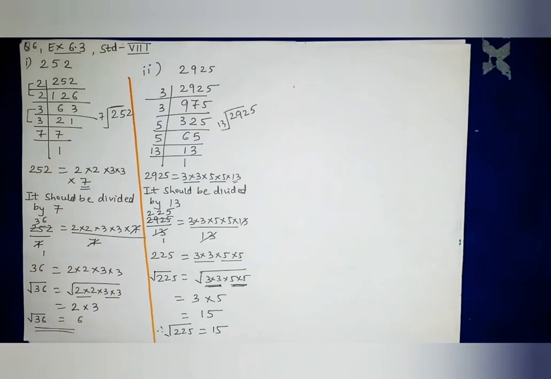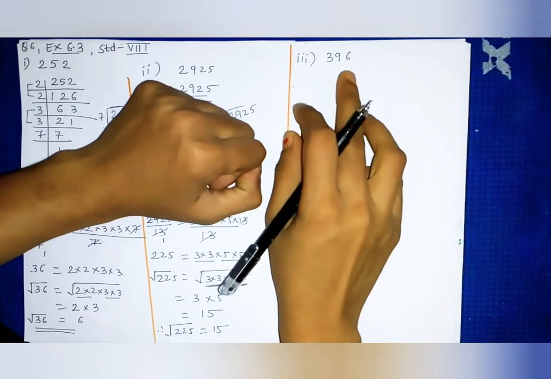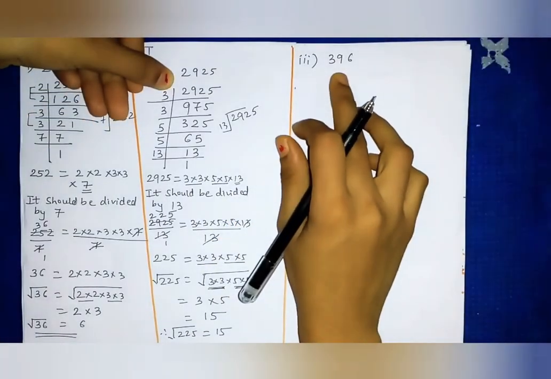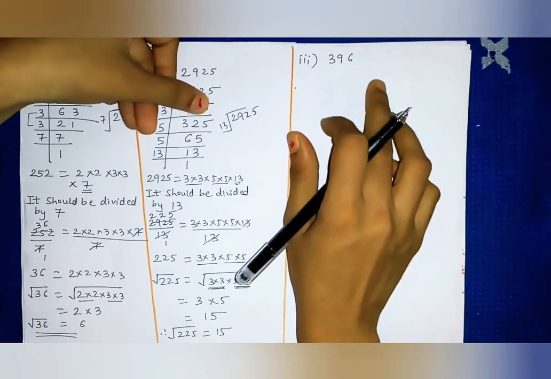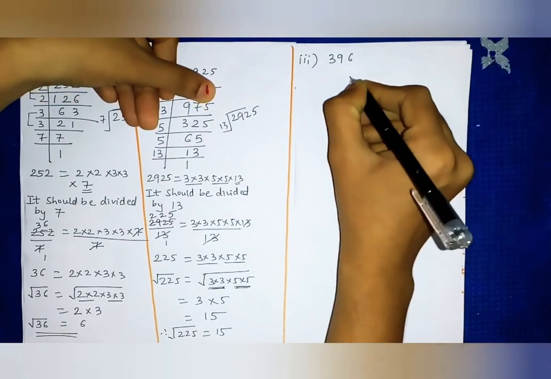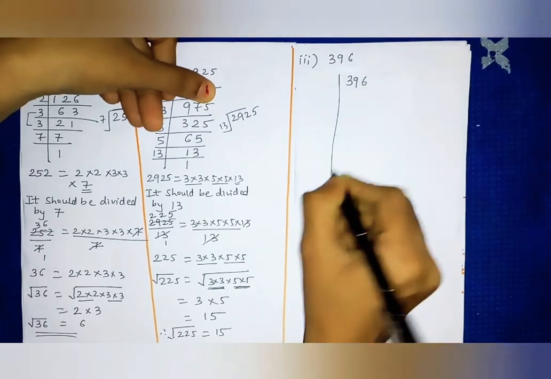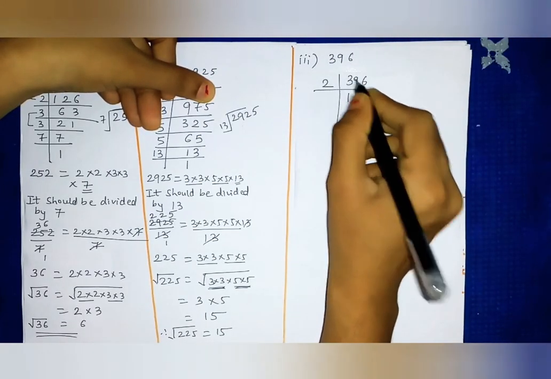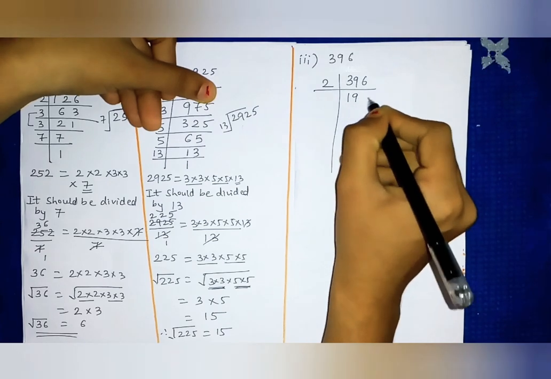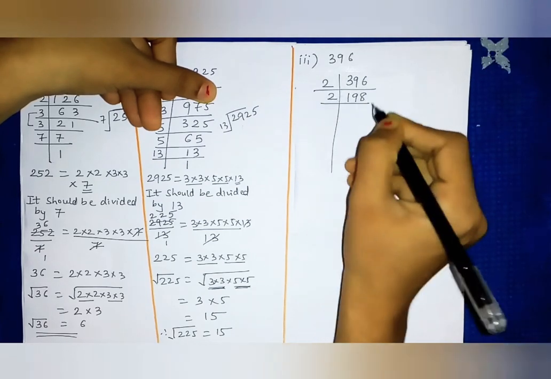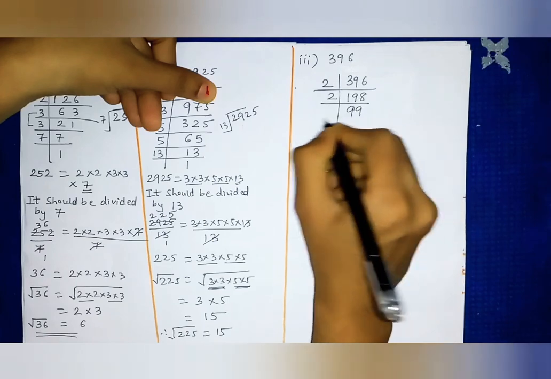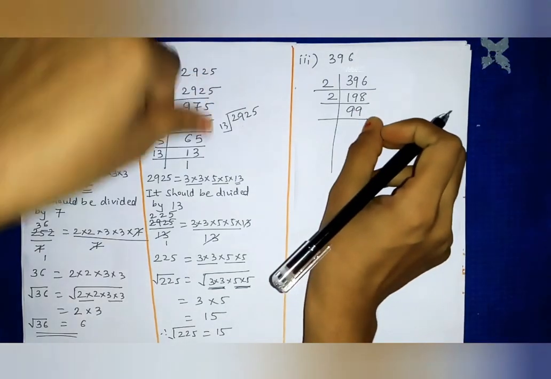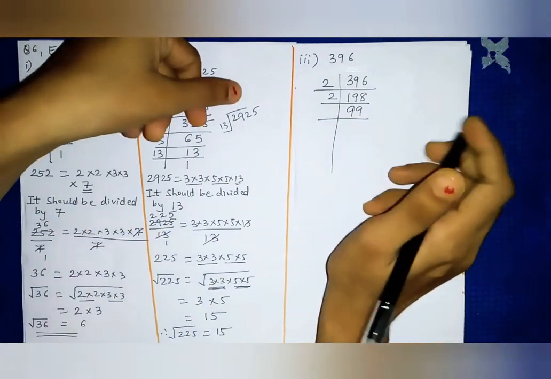Now third question is 396. So now we will take out the factor of 396. So 396 we will start with 2. So 2 1s are 2. 1 left, 2 9s are 18, again 1 left, 2 8s are 16. Again 2 9s are 18, 1 left, again 2 9s are 18. Now 99 is odd number. So now we have to change.